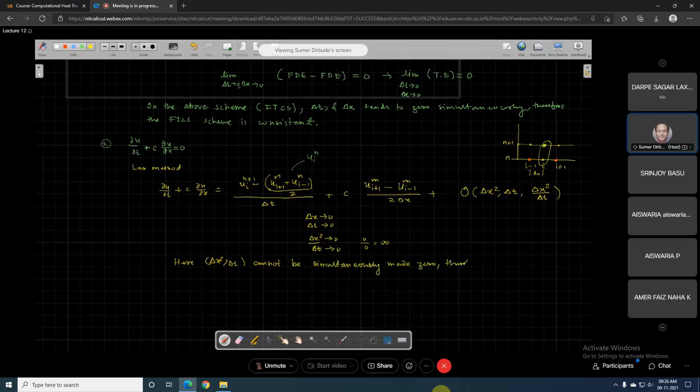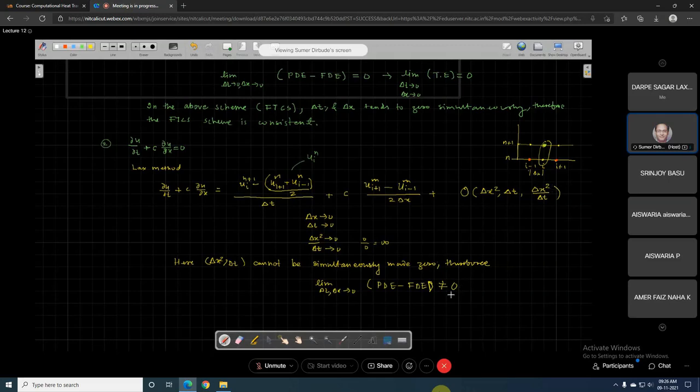Therefore, in the limit delta t, delta x tends to 0, PDE minus FDE will not be equal to 0, isn't it? It will not be equal to 0 because this error will be there. You cannot make this 0. Either you have to reduce this or this. So simultaneously you cannot play. So you will have to bear with the error.